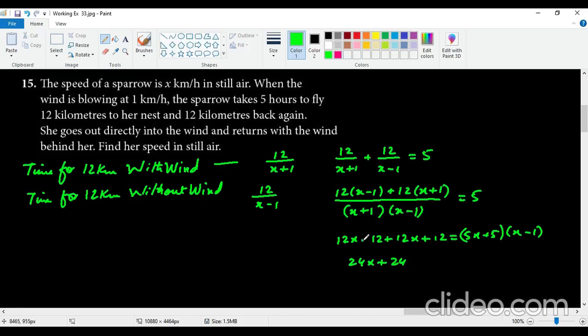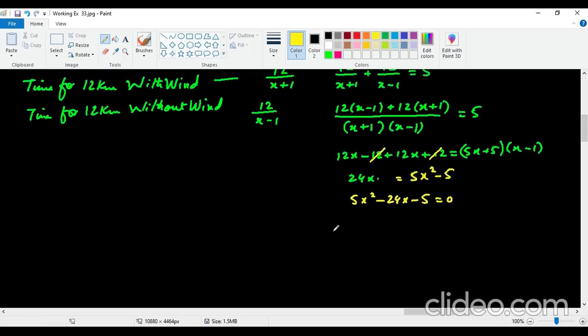Negative 12, so these two are going to be cancelled, and this is going to be a 0. Now in here it's going to give us 5 square minus 5. That means 5x square minus 24x minus 5 is going to be the equation. And in here we can do the factorization.